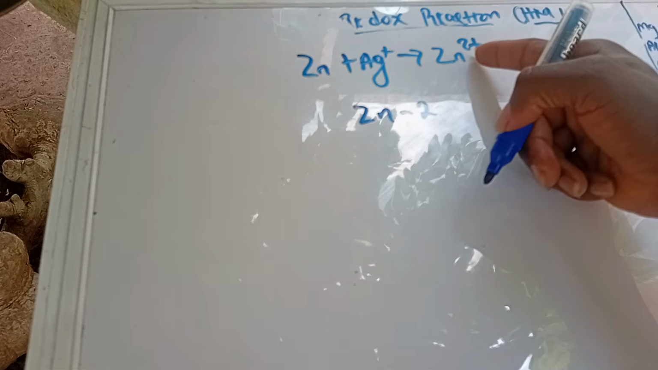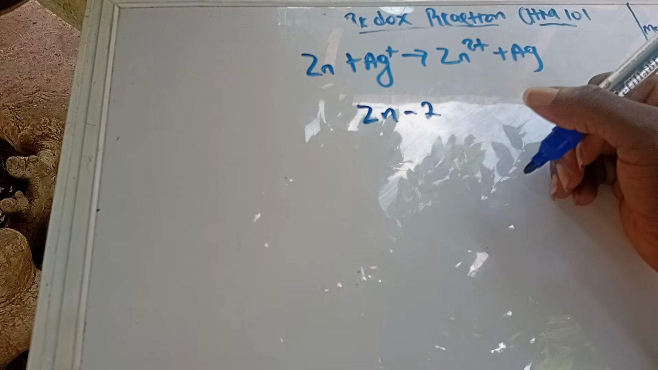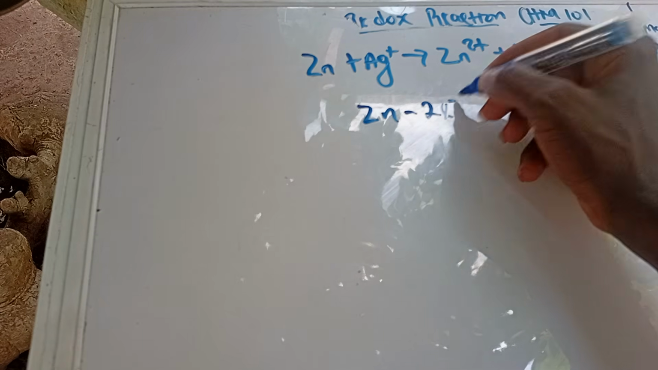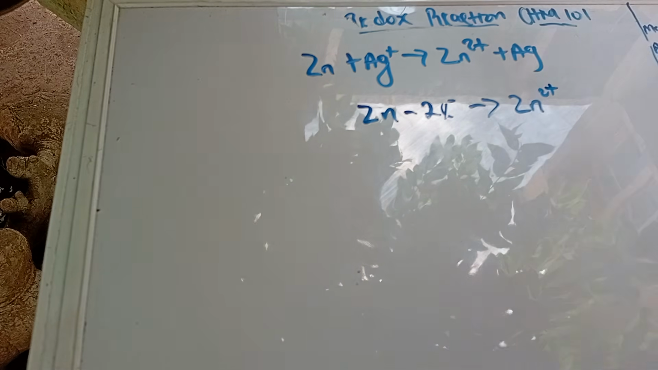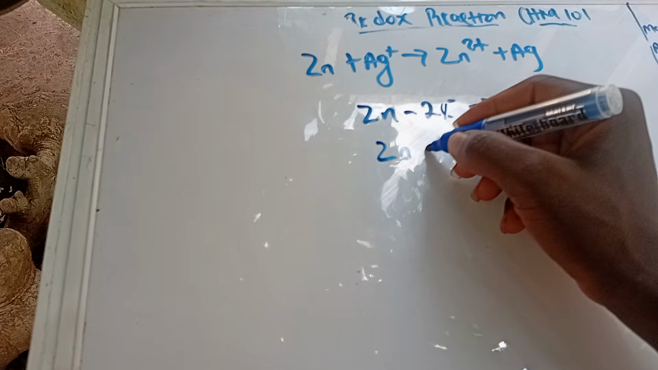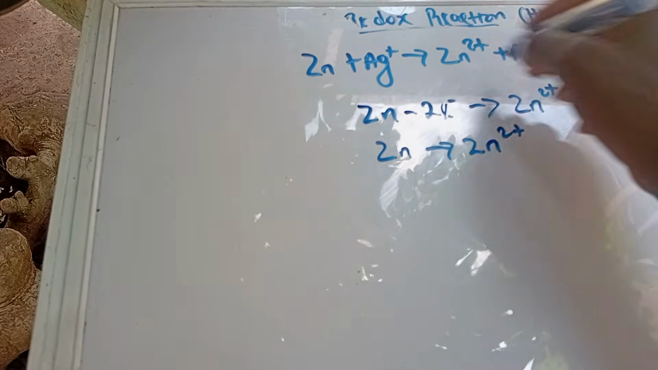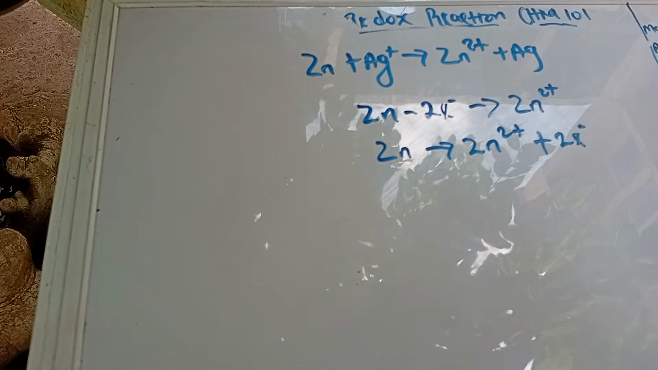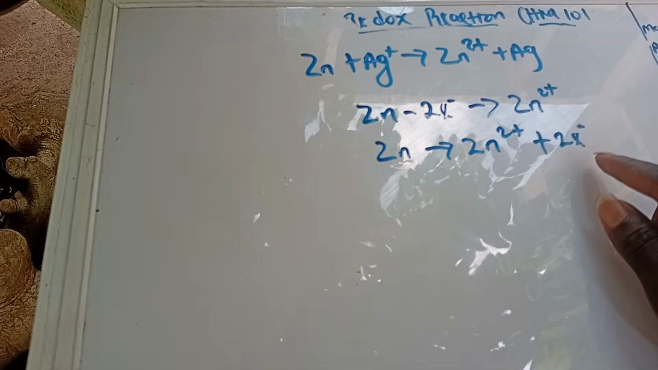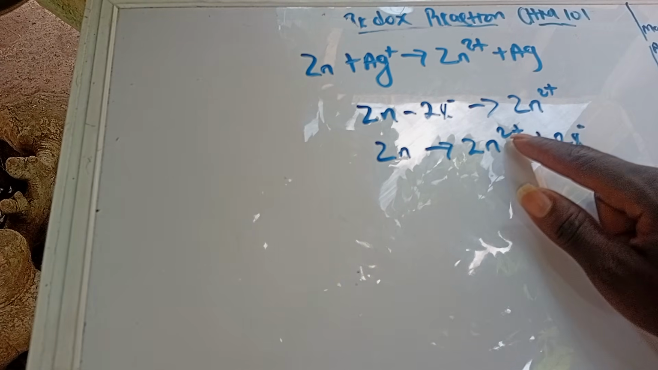To make it Zn2+, it has to lose two electrons. Are we together? It has to lose two electrons to give us Zn2+. So here we can write Zn to give us Zn2+ plus 2e-. Why are we making this electron 2? Because the charge is 2.